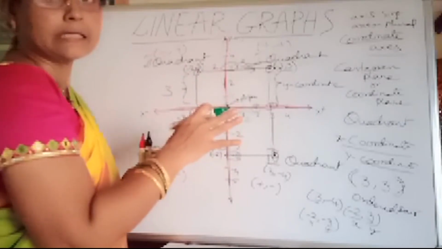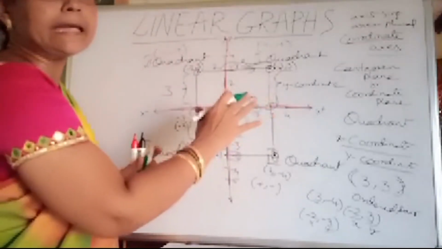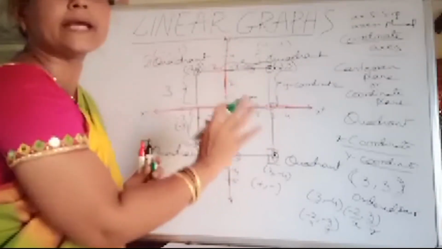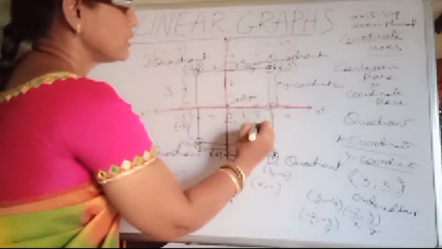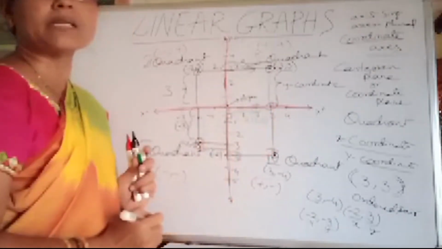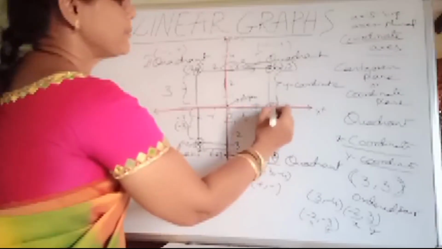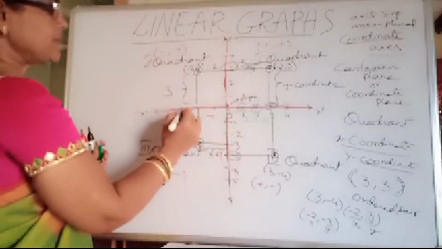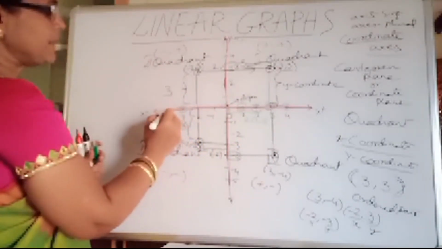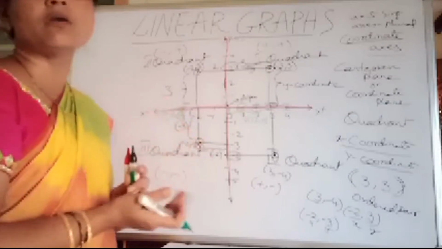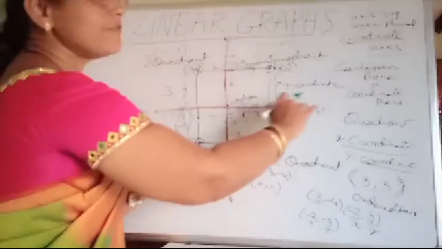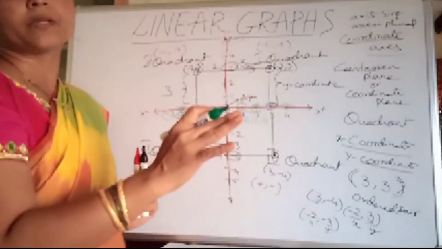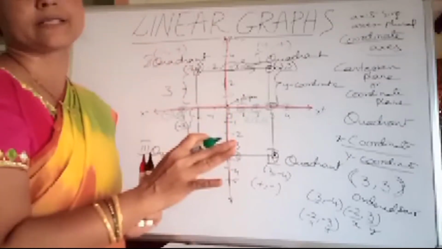It does not have any vertical distance, no height. So the point has only an x-coordinate but no y-coordinate. So the point's coordinates are 2, 0. Similarly, all the points lying on the x-axis will have an x-coordinate but no y-coordinate. Even similarly here, the coordinates of this point will be -3, 0 because there is no y-coordinate. So the y-coordinate is 0 on the x-axis.